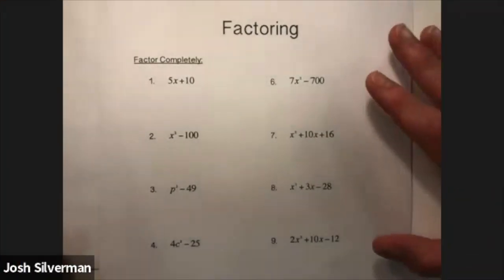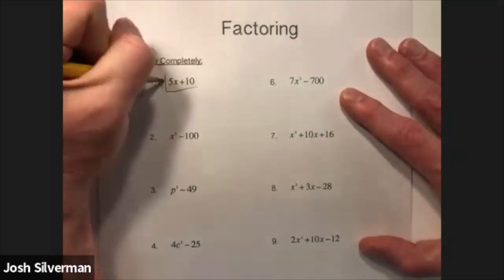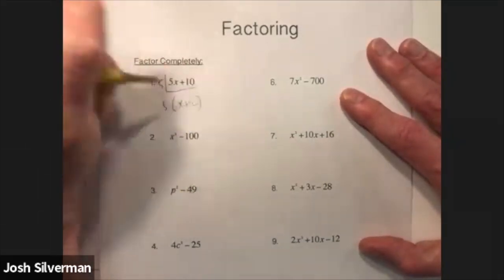All right, factoring. This is all the factoring rules all on one page. Here we go from the top. Number 1, take out the GCF of 5. 5 times x plus 2. That was an easy one.